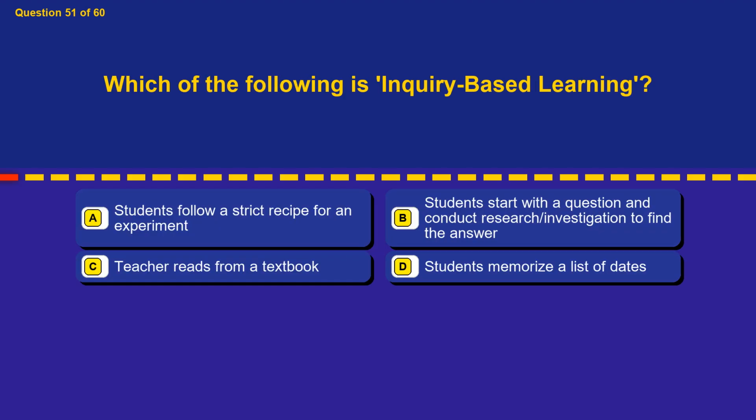Question 51. Which of the following is inquiry-based learning? Option A. Students follow a strict recipe for an experiment. Option B. Students start with a question and conduct research/investigation to find the answer. Option C. Teacher reads from a textbook. Option D. Students memorize a list of dates.